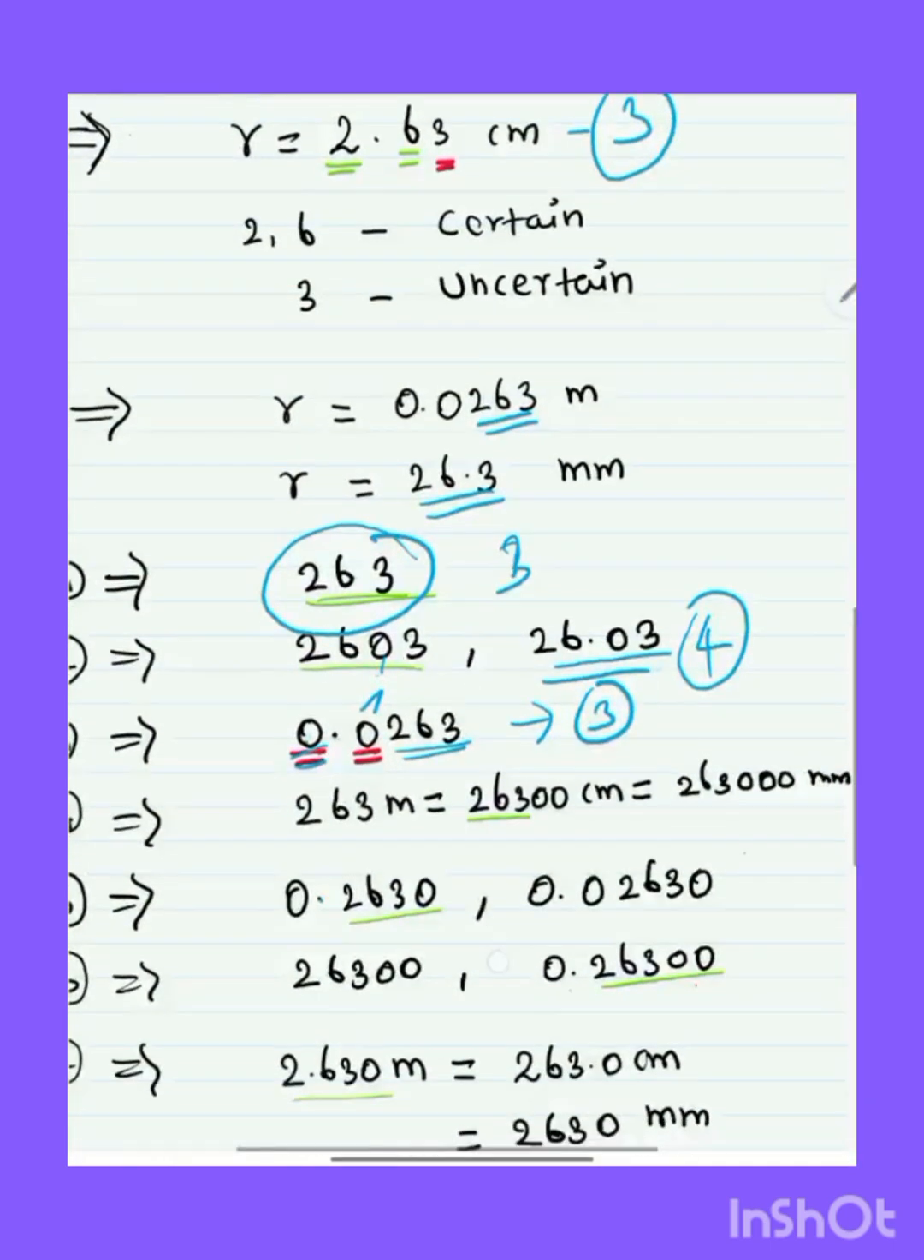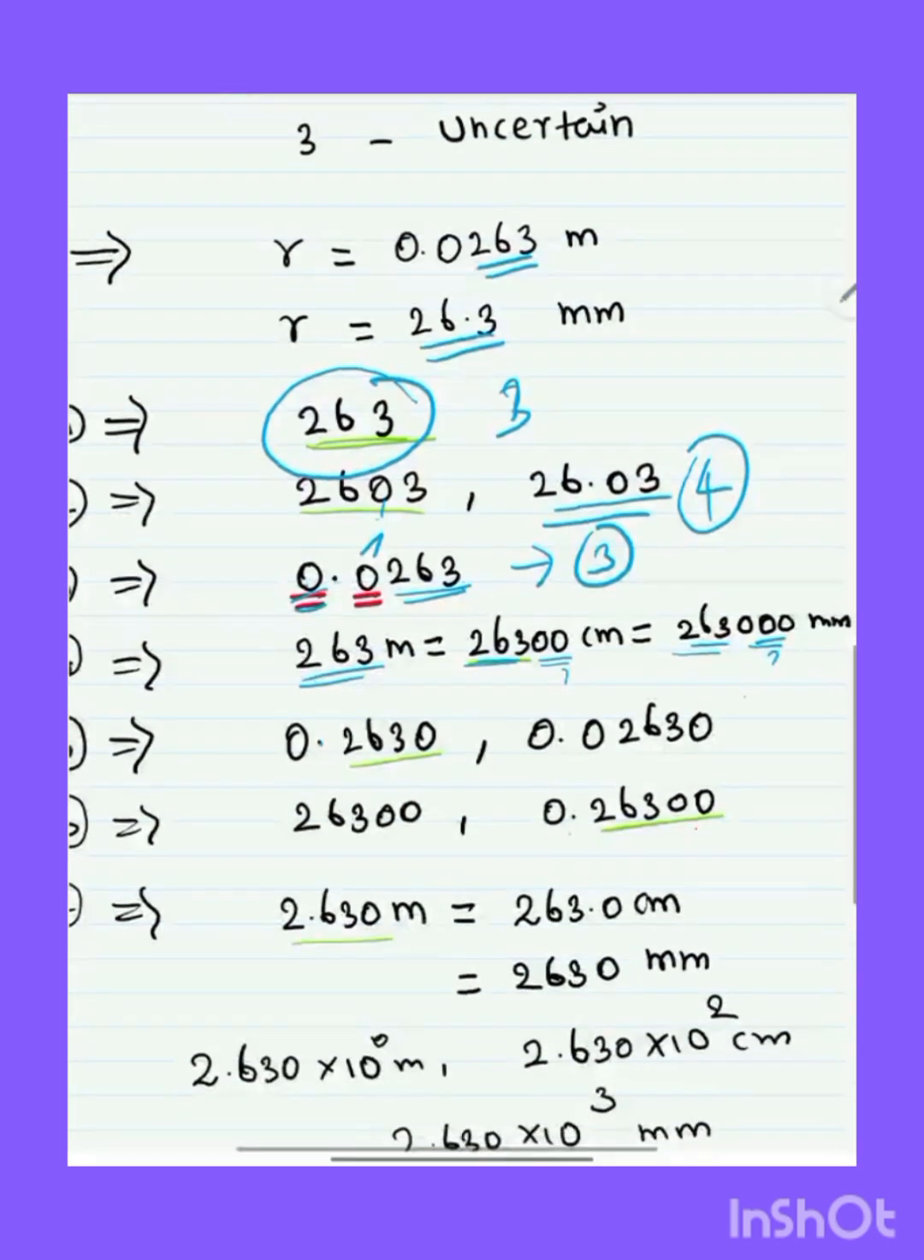Now we can represent a quantity in different units, and 263 meter can be represented as 26300 centimeter and 26300 millimeter. In all these cases, it has 3 significant digits. That means in a non-decimal number all the trailing zeros are insignificant. These are insignificant. Now after the decimal, all the trailing zeros after the decimal are significant.